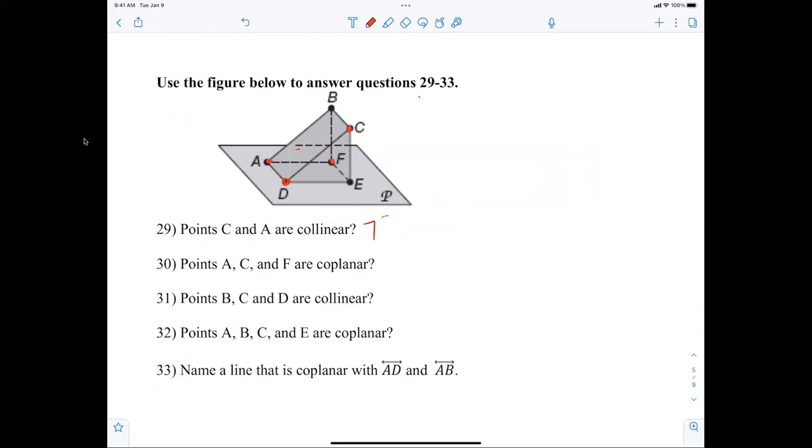Now, how do I know that? Because it's just this plane that's diagonal that goes this way, right? And it goes this way. Can everybody see that? All right, hopefully you can.